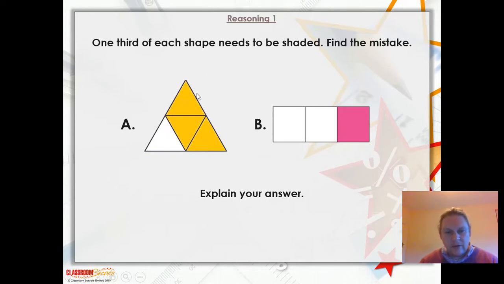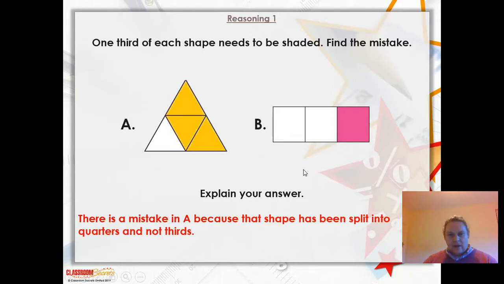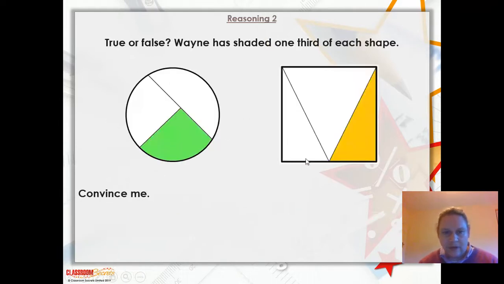So for a start, we're not dealing with thirds, we're dealing with quarters, okay? And then they've shaded 1, 2, 3 of those parts, okay? So 3/4 of that shape has been shaded. So there's our mistake. Let's look at B. We've got 1, 2, 3 equal parts. One of those parts has been shaded, so they're showing 1/3. That's right, okay? A is a mistake because the shape has been split into quarters, not thirds, okay? And also they've shaded the wrong amount.